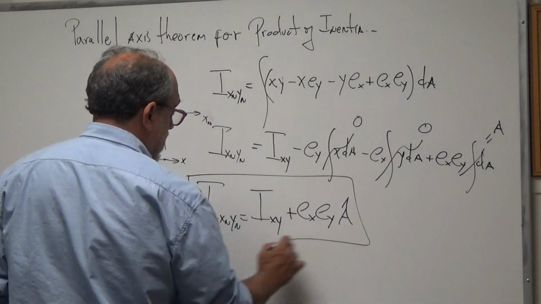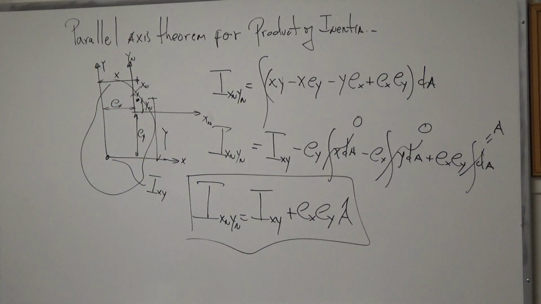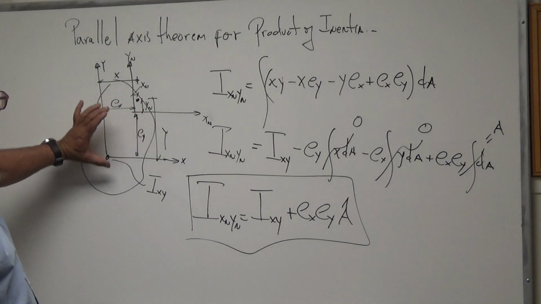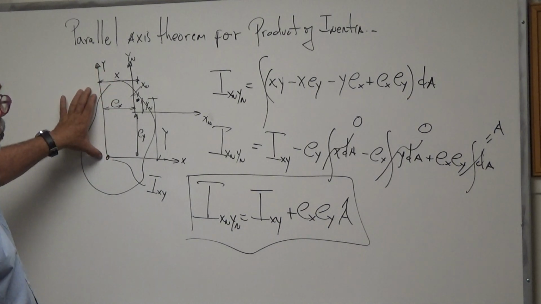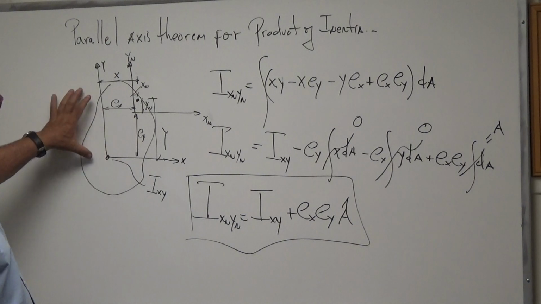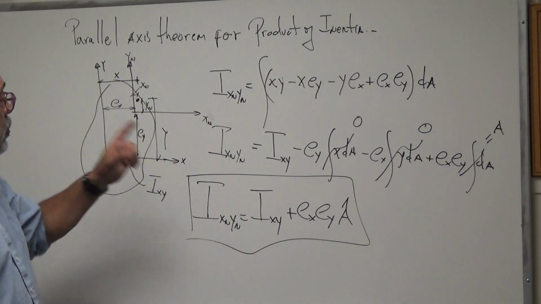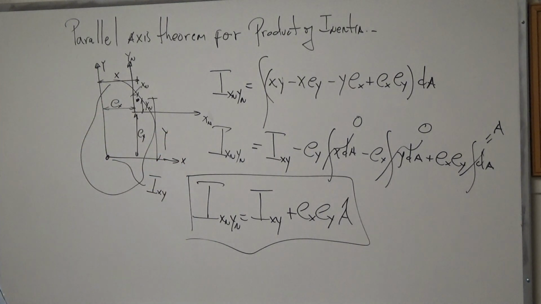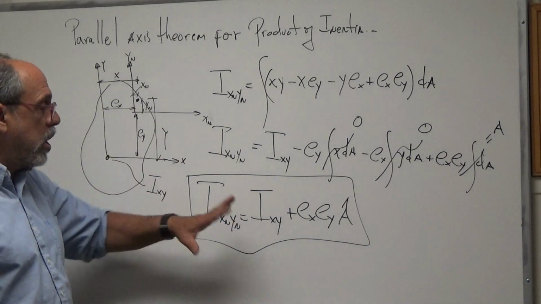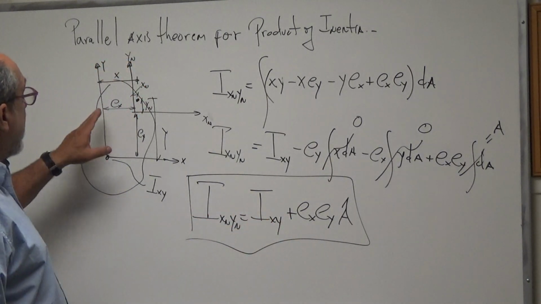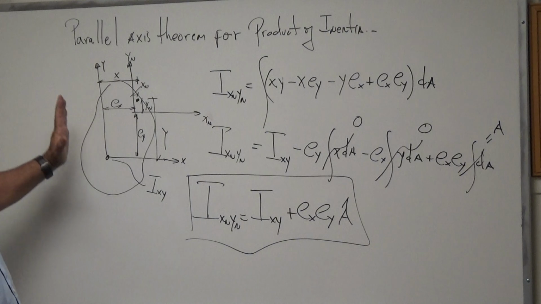And so we have our last formula, which is that the product of inertia of a set of axes that has been shifted parallel to another set that is centroidal is equal to the centroidal one plus the product of the two shifts times the area. Notice that the new value can be smaller or bigger because ex and ey may have different signs. And they are measured from the centroidal to the shift.